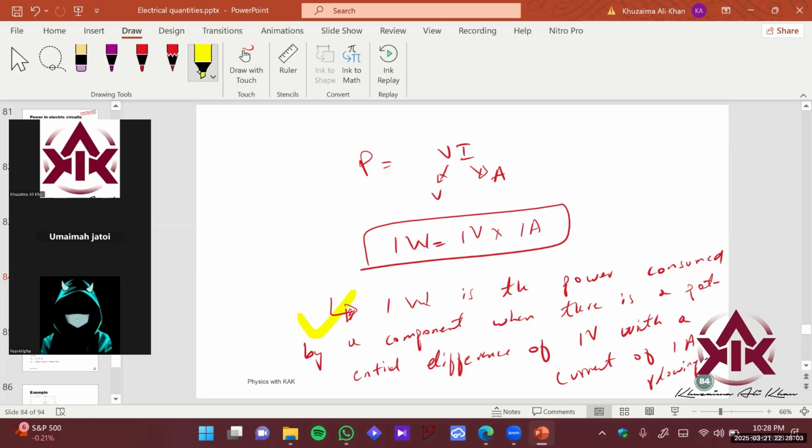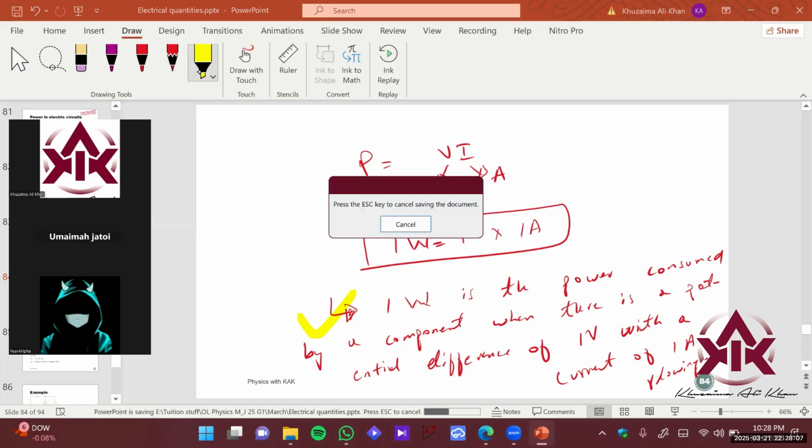If the derivation of power and the assignment makes sense, give me a thumbs up. Okay, it makes sense to Mama. That's good.